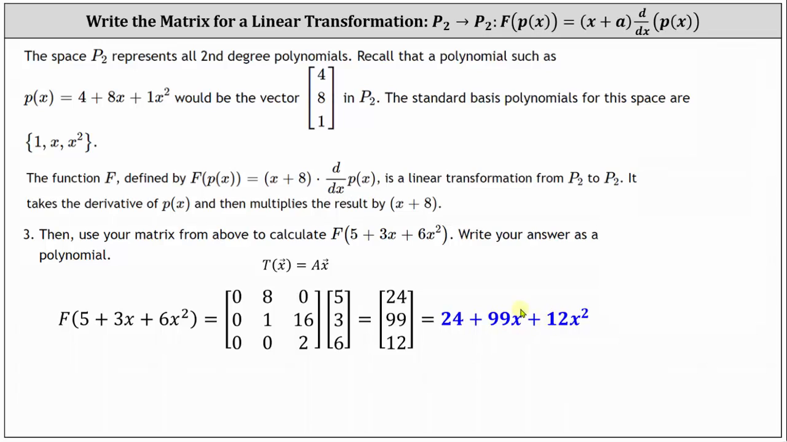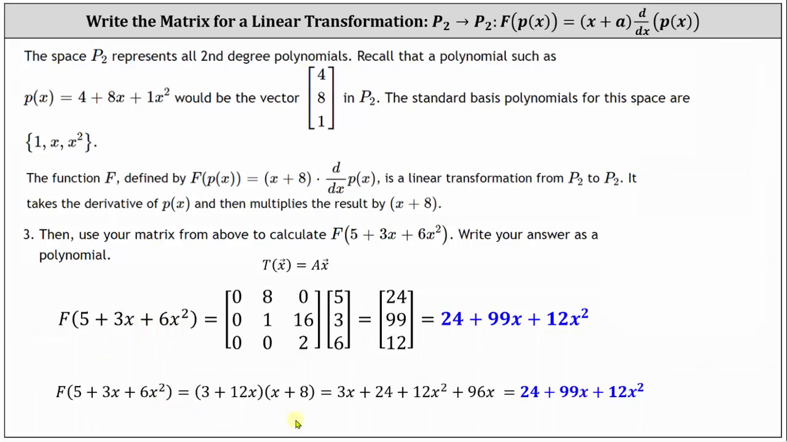Of course, if we did want to check this, we could set p of x equal to 5 plus 3x plus 6x squared, and then determine the product of x plus 8 and the derivative of 5 plus 3x plus 6x squared with respect to x, which I've shown below just to check, and notice how we do get the same result.